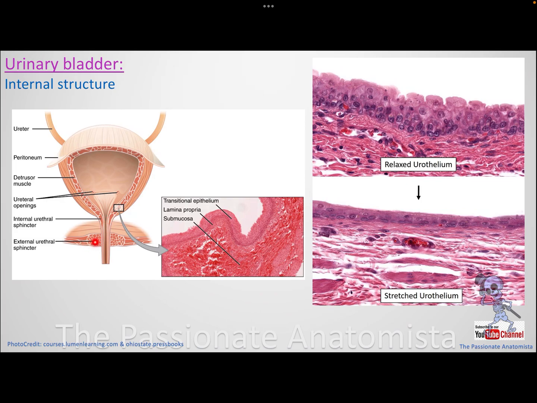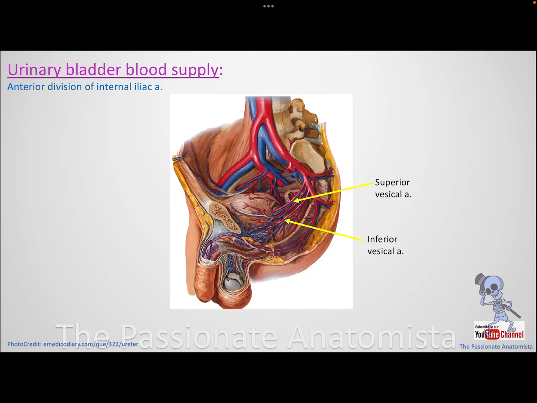However, we have the external urethral sphincter, which is a skeletal muscle innervated by a somatic nerve. The innervation of the external urethral sphincter is the pudendal nerve, S2 to S4, and the internal urethral sphincter is innervated by autonomic nerves. So this is involuntarily controlled, and the external urethral sphincter is voluntarily controlled, and we're going to talk about that in a while. Now, what is the blood supply of the bladder?